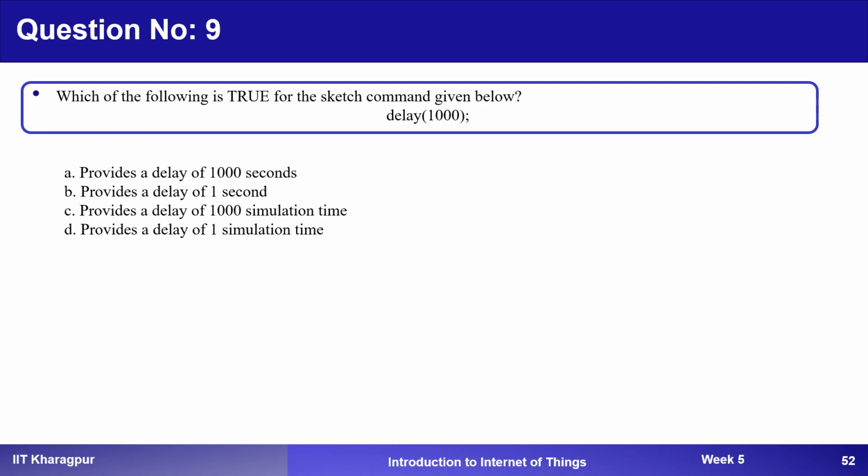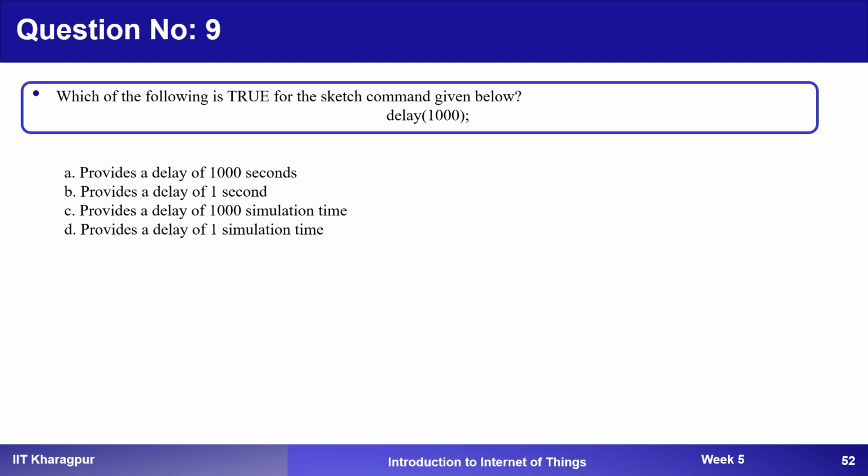So the next question is, which of the following is true for the sketch command given below? delay(1000). Options are: it provides a delay of 1000 seconds, it provides a delay of 1 second, it provides a delay of 1000 simulation time, it provides a delay of 1 simulation time. So the delay function in Arduino Uno takes an integer value, and the integer value is in milliseconds. So if you are putting delay(1000), it means 1000 milliseconds, and 1000 milliseconds means 1 second. So the correct option for this question is it provides a delay of 1 second.